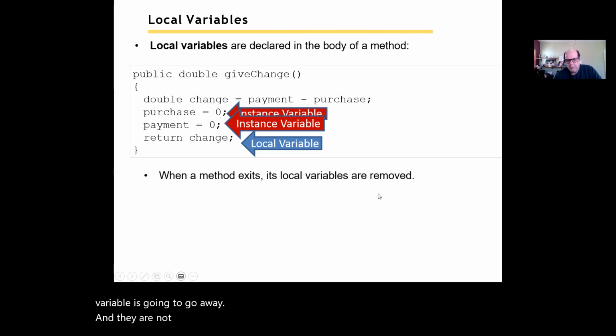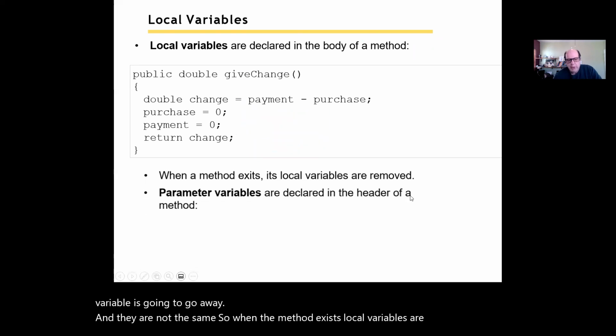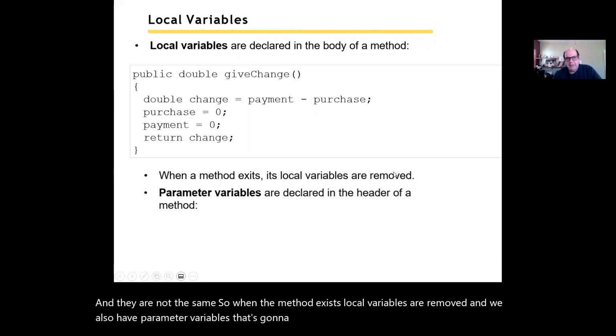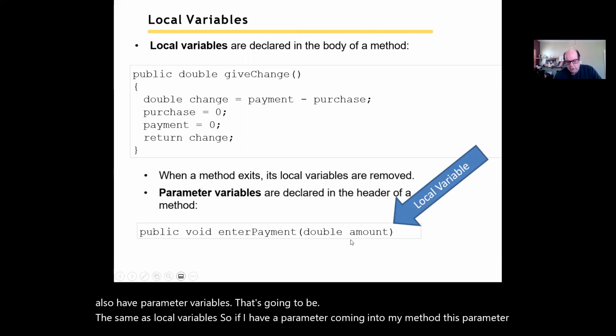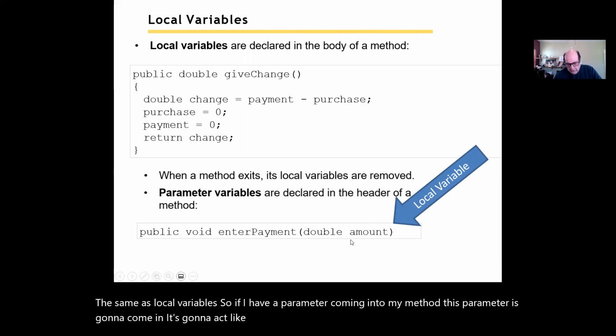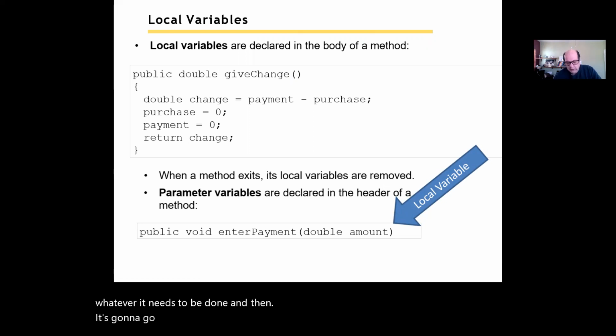So when the method exits, local variables are removed, and we also have parameter variables that are the same as local variables. If I have a parameter coming into my method, it's going to act like a local variable, meaning that it's going to go inside, do whatever it needs to do, and then it's going to go away when we're done with the method. So the key is to keep track of our instance variable versus local variable.